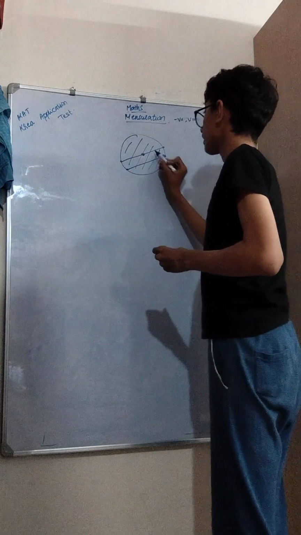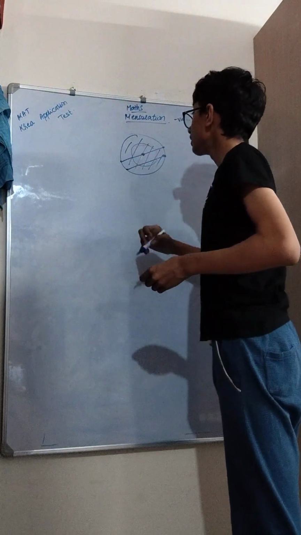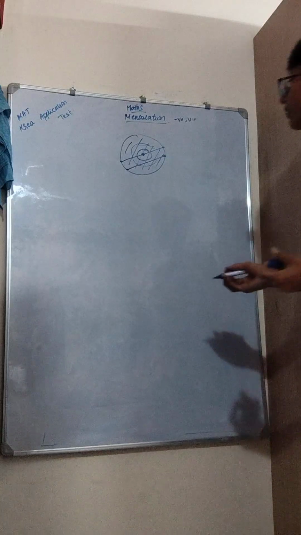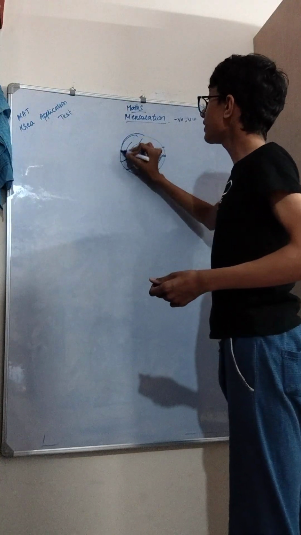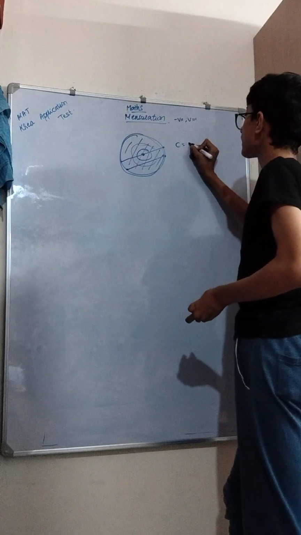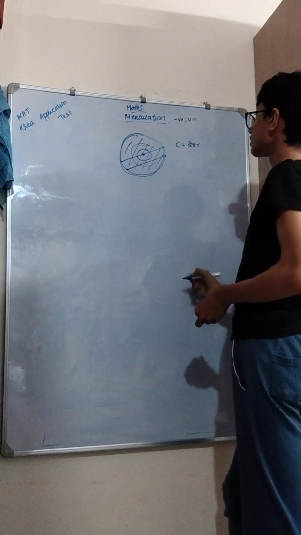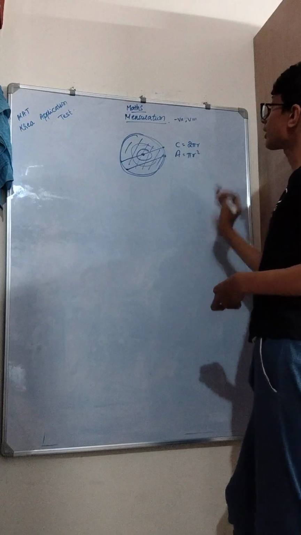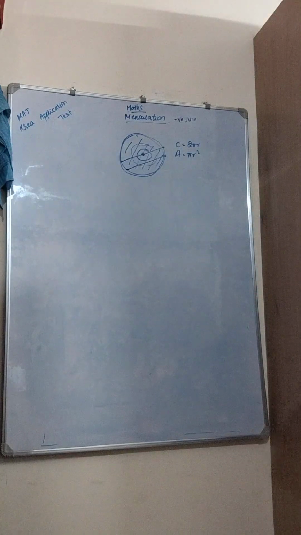Next one is concentric circles. Now in a circle there is a circle, and inside this circle there is one more circle. So this is considered concentric circles. Next one is the circumference of a circle. The perimeter of the circle is considered the circumference of the circle. Circumference of the circle P is equal to 2 pi r. And area of the circle A is equal to pi r square.